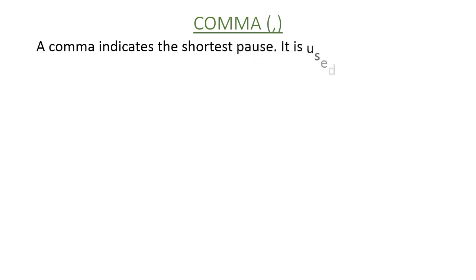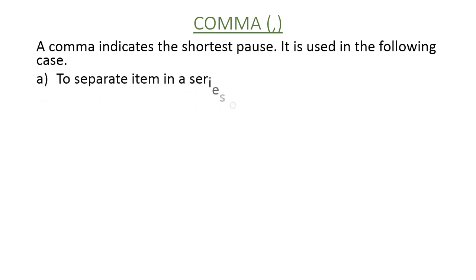So now let's study what are the uses of comma and where do we use this punctuation mark, that is comma. A comma indicates the shortest pause. It is used in the following cases. Let's read the cases. First, to separate items in a series or list. For example, I want an eraser, comma, pencil, comma, sharpener, comma, scale, comma, a notebook. So to separate items in a series or list.